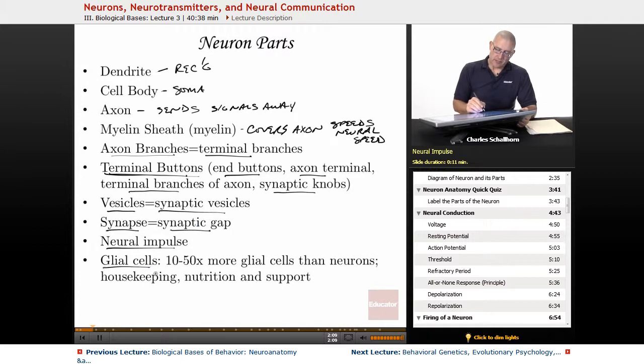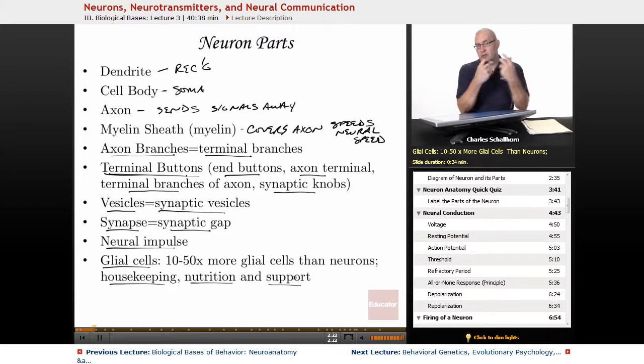And then there are glial cells. So you've got your neurons that are involved in the electrochemical part, but then there are the glial cells that are involved in housekeeping, nutrition, and support. So they're going to keep dead cells away. They're going to make sure there are nutrients going to the neurons and those sorts of things. And so the glial is, I think it's Latin for glue, and it kind of keeps the brain parts together.